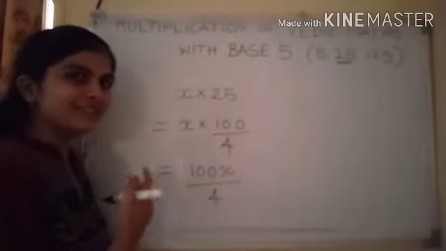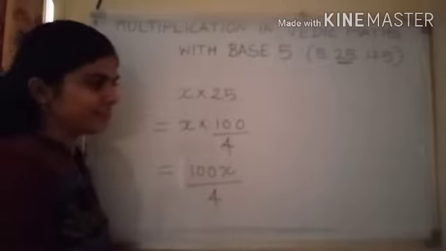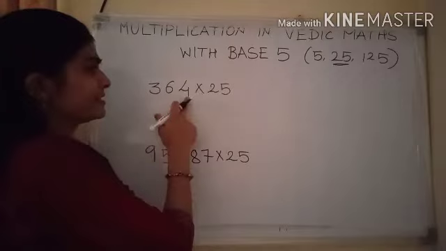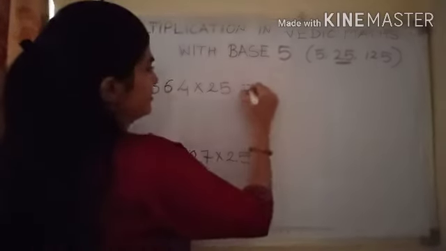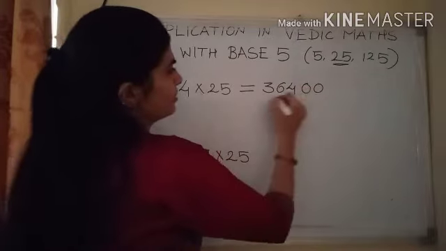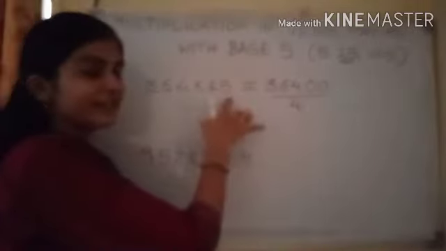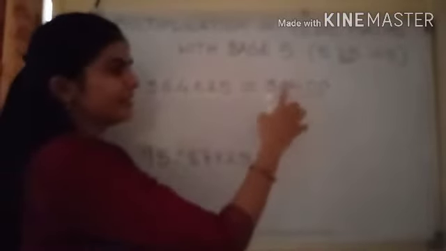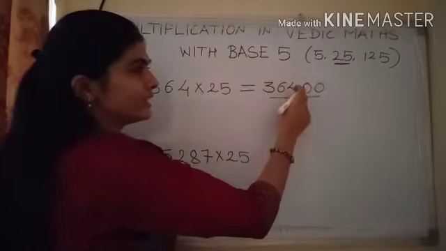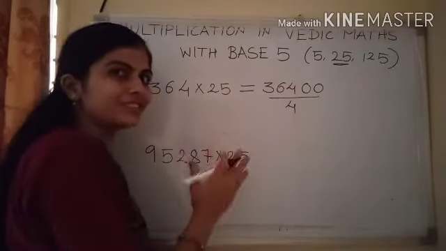Let's have a look at some examples so you can get the idea very clearly. Let's solve these 2 examples. 364 into 25, that we can write as 36400 divided by 4, because instead of the 25 we can write down 100 by 4, and 100 is nothing. 364 into 100 is 36400. That's why I have written it directly.